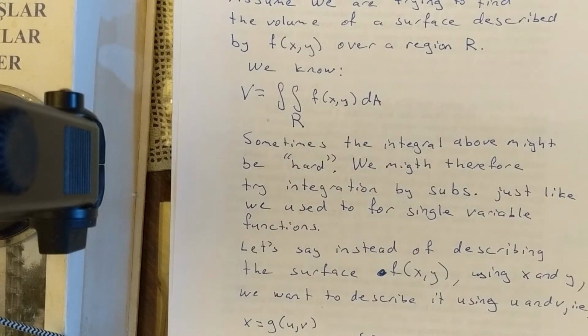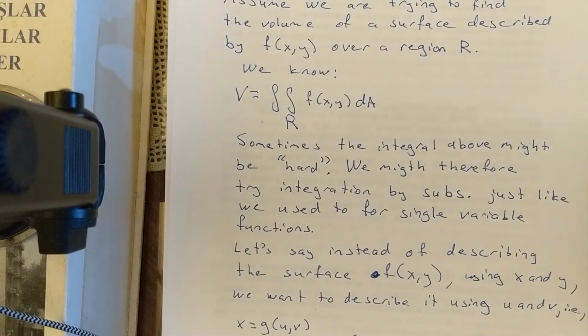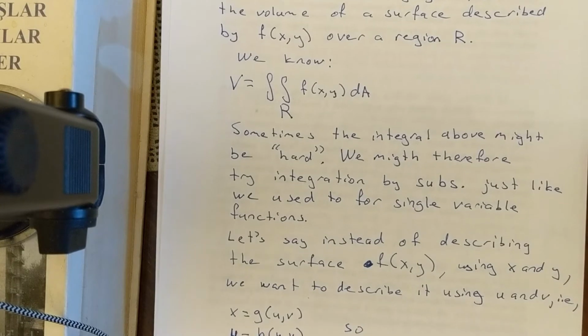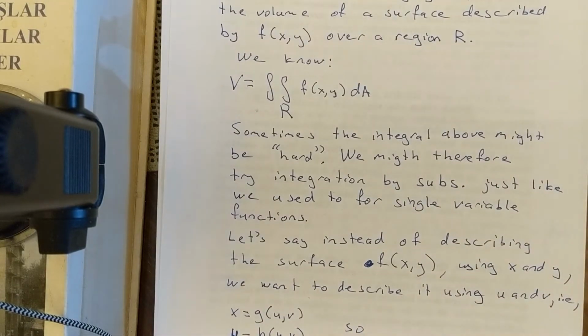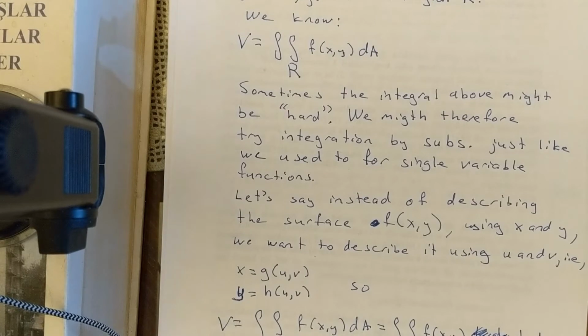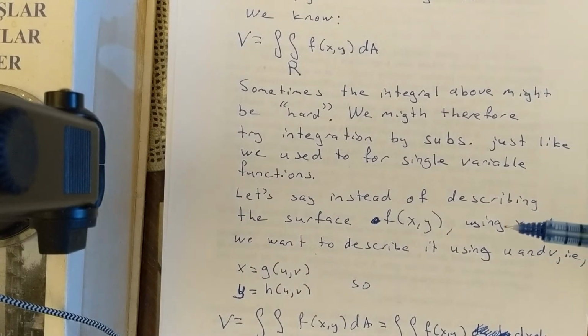I'm going to show you an example that's horrible, to tell you the truth, but it's going to turn out to be very easy once we do the substitution. So we might therefore try integration by substitution just like we did in Calc 1. So let's say instead of describing the surface f of x, y using x and y, we'd like to describe them using different variables u and v.